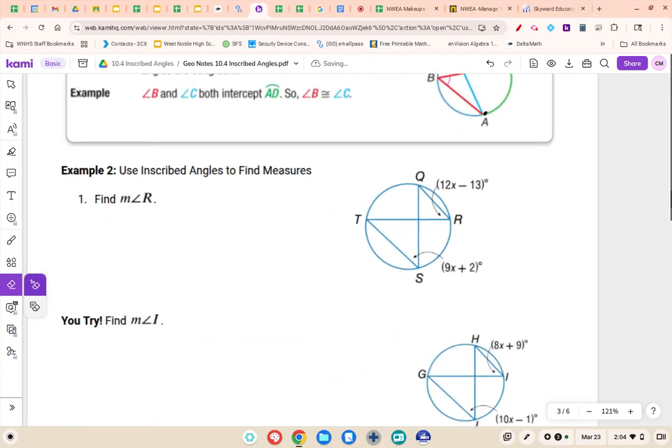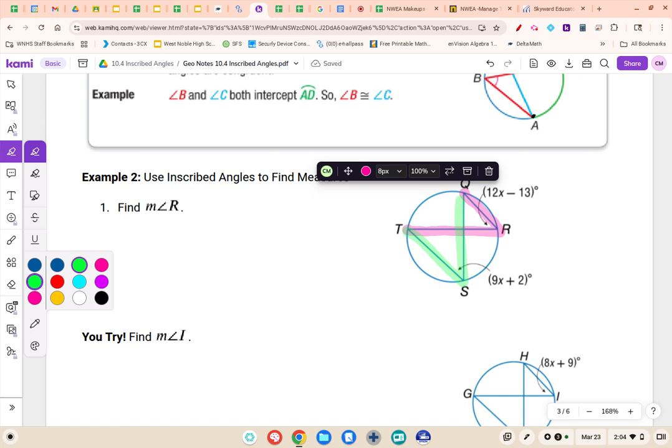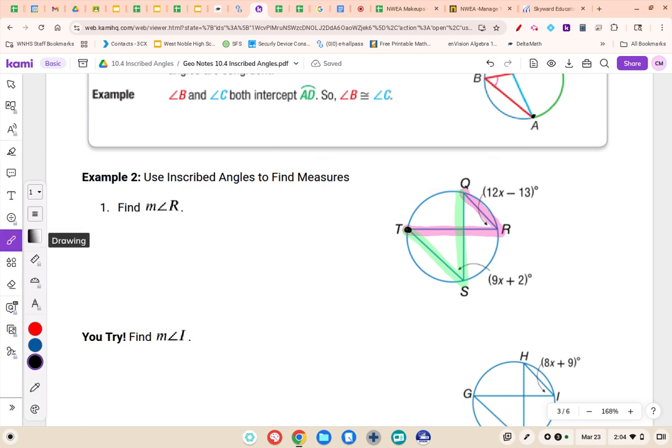So if I'm trying to find the measure of angle R, I notice angle R is this inscribed angle, which happens to be related to this inscribed angle. Now notice we don't know what this arc is, so we're not going to use that. But since they are both related to that intercepted arc, that means these two angles have to be congruent. So I don't even have to know what the arc is to do this problem. Since I know those are congruent, we will simply set these equal to each other.